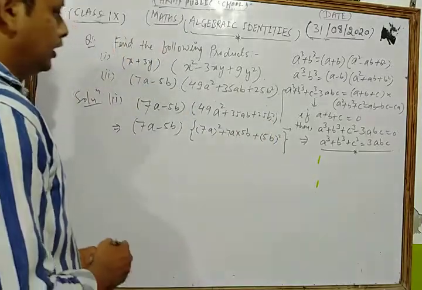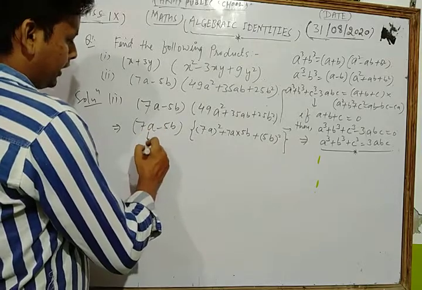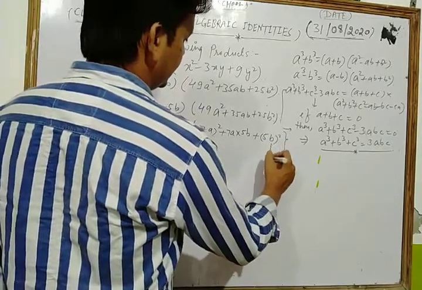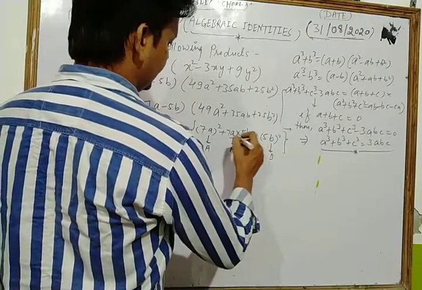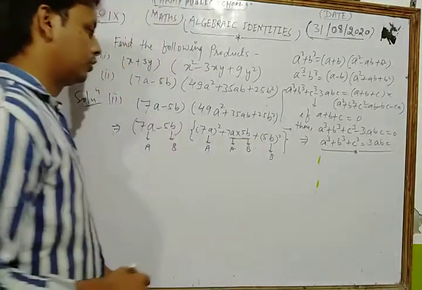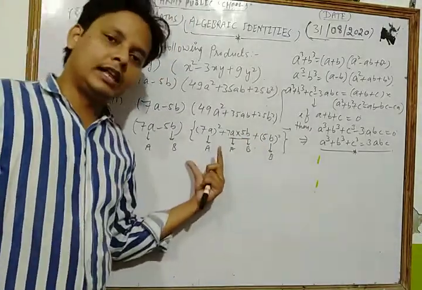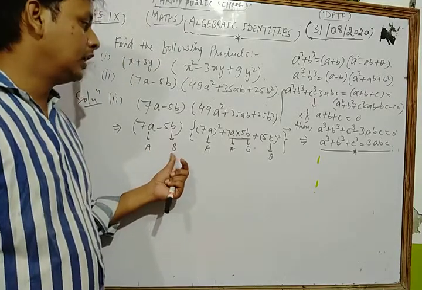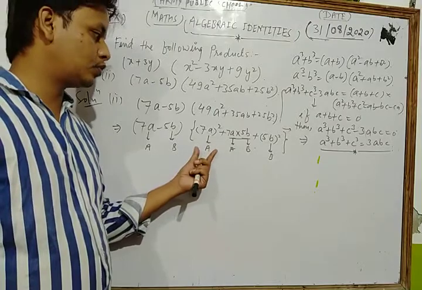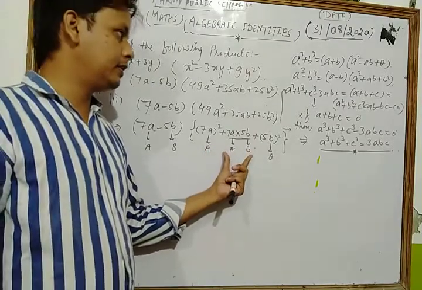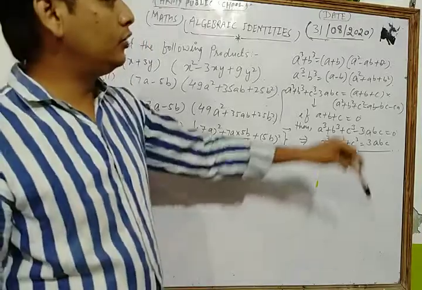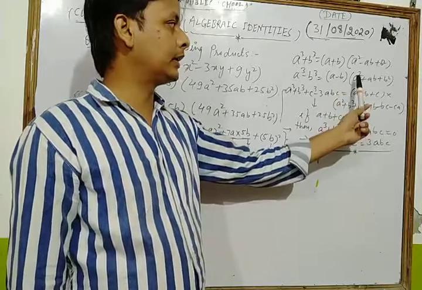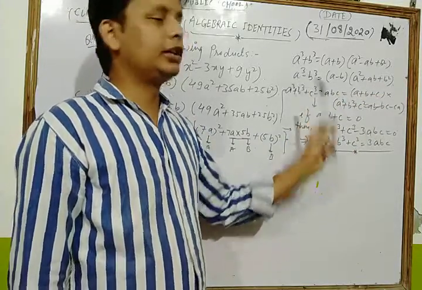Now look, dear student, this is the value of a, this is the value of b, this is a square, this is b, this is a, and this is b. Now this algebraic expression is in the form of a minus b in one bracket, and in another bracket a square plus ab plus b square. So we use these algebraic identities: we can write a minus b in one bracket and a square plus ab plus b square in the other as a cube minus b cube.